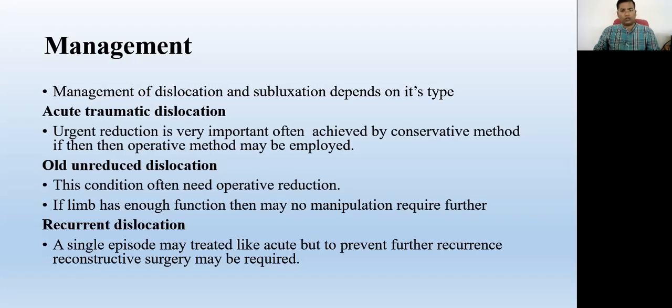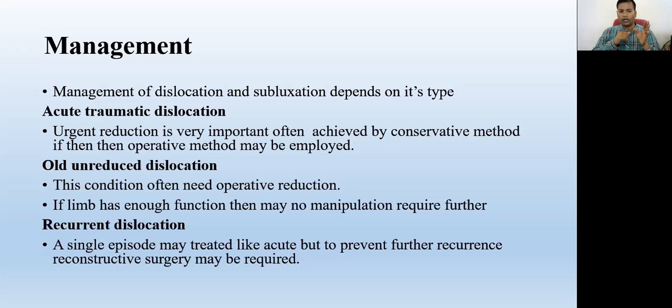In the first, acute traumatic dislocation, urgent reduction is very important, often achieved by the conservative method. If that fails, then the operative method may be employed. Understand? In any kind of acute traumatic dislocation, first we try closed manipulation by the conservative method, meaning closed manipulation with traction. There are some maneuvers for the particular setting of the particular dislocation of the joints. So first you try closed manipulation. If it fails, then the operative method may be required.